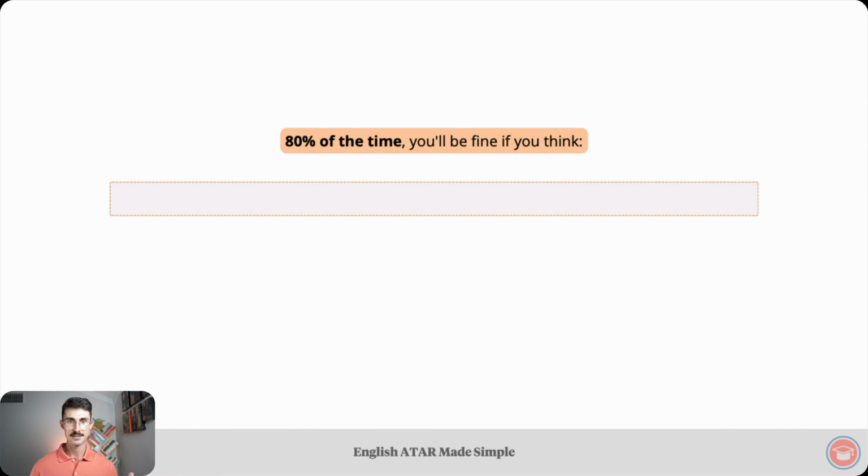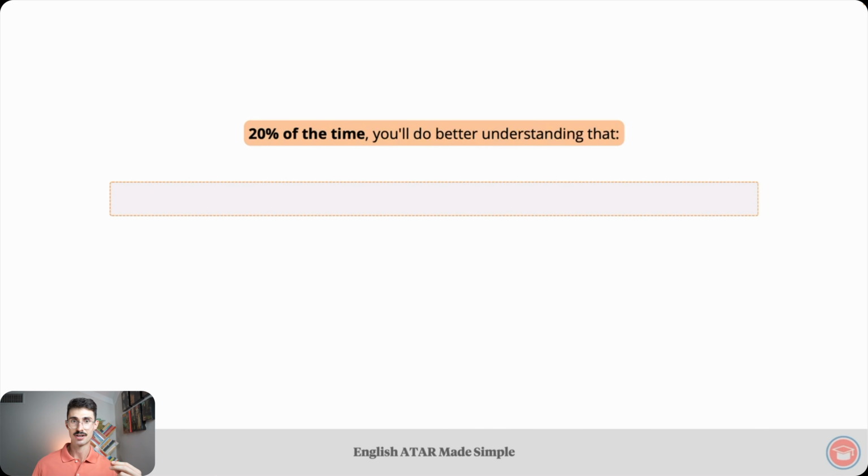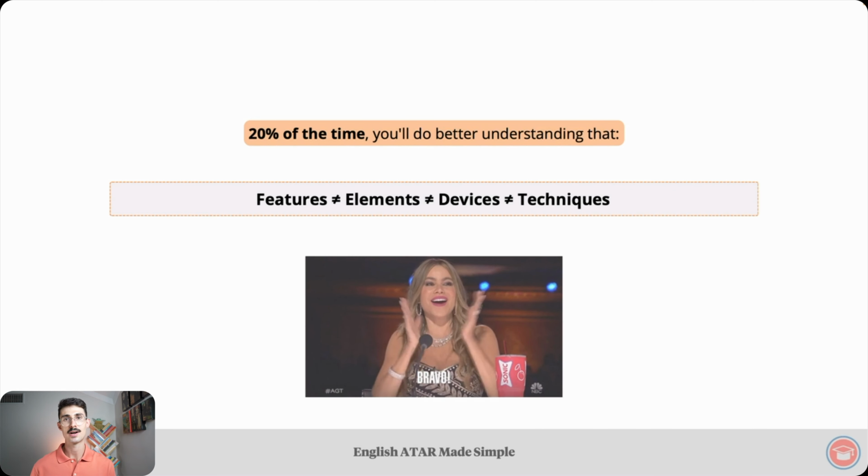Look, 80% of the time, you'll be fine if you think that features equals elements, elements equals devices, and devices equals techniques. But, and this is a big but, 20% of the time, you'll do better understanding that features does not quite equal elements. Elements does not quite equal devices, and devices does not quite equal techniques. Those are very approximate percentages, but you get the gist.